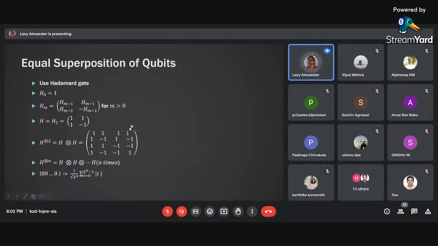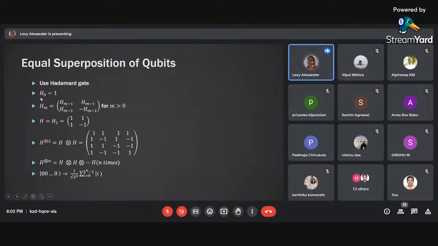Now, what is meant by equal superposition of qubits? Any linear combination of qubits is a superposition. If some qubits are in zero state, we can convert them into equal superposition. Equal superposition means all the component states have the same probability of occurring. That is usually achieved by using the Hadamard gate. The Hadamard matrix we define using a recursive formula.